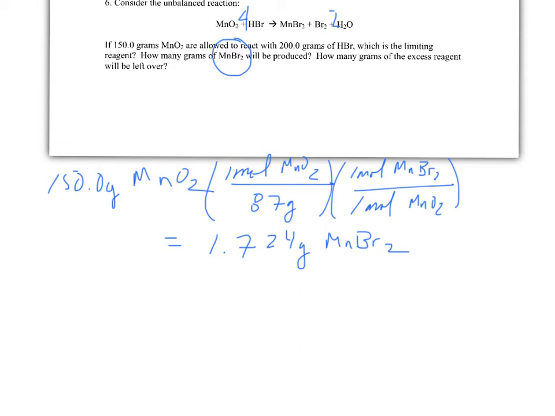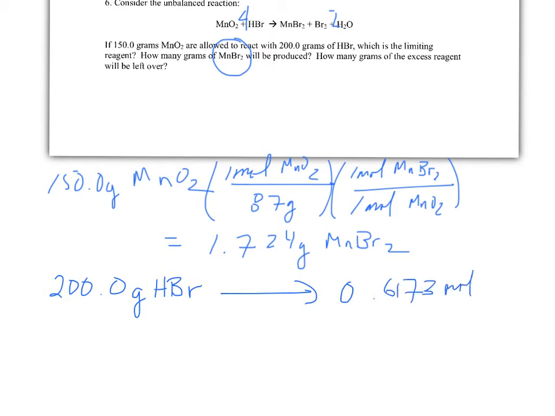The HBr calculation is very similar, so I'm not going to do this, and it's in my answer key in the Dropbox. But if you had this many grams of HBr reacting, you could produce 0.6173 moles of MnBr2. I actually note that this should not be grams, but rather moles. And you don't need to go to grams because whatever produces the fewest amount of moles is also going to produce the fewest number of grams.